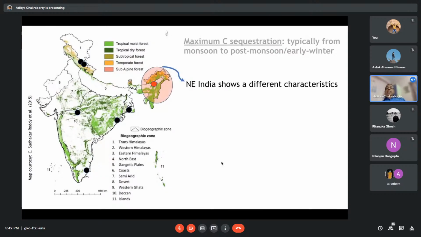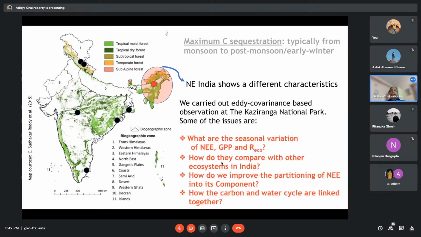But Northeast India shows very different characteristics. Firstly, Northeast India has a much higher forest coverage than the rest of India. So this is one of its characteristics. And secondly, the pattern of carbon sequestration in Northeast India is different with respect to the rest of India. Now, what is the reason, I will discuss a little later.